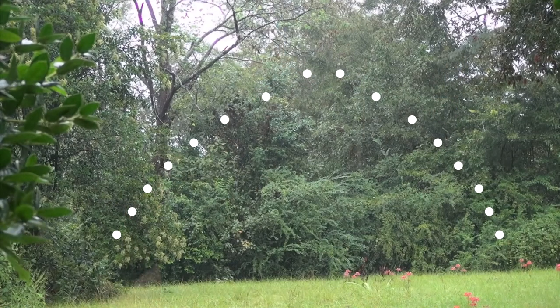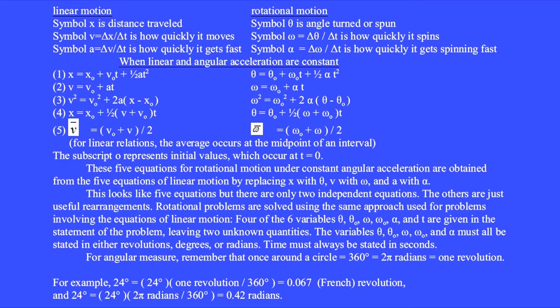center of mass. In linear motion, position x represents how far an object has moved from the origin. In rotational motion, x becomes theta, which is the angle through which the object has turned. Angles are often measured counterclockwise from the plus x axis.